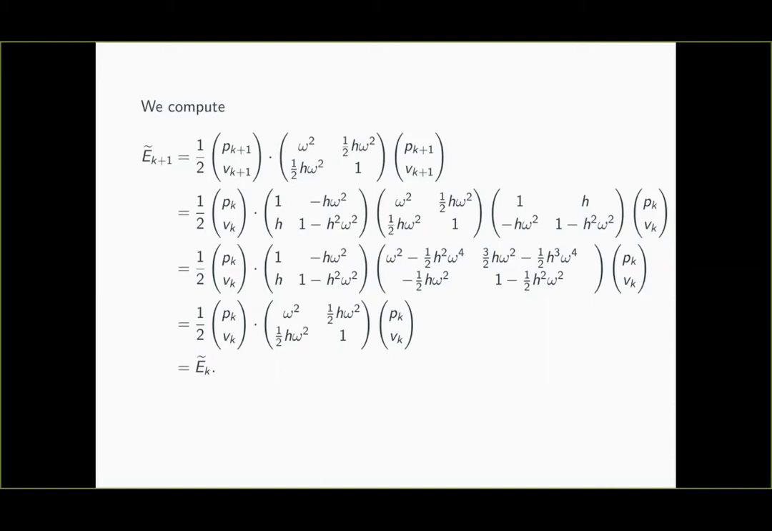Similar as before, I get this long expression with three matrices in the middle that are multiplied. And okay, as I just keep computing this matrix product, I end up with 1/2 times p_k, v_k times the scalar product with omega square, 1/2 h omega square, 1/2 h omega square, 1, times the vector p_k, v_k. And what we recognize now, that term is exactly the definition of the modified energy at time step k. So the modified energy is exactly preserved.